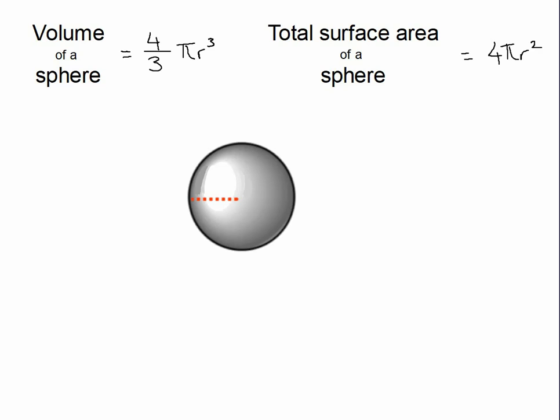Hi everyone, today we're going to look at spheres and in particular the volume and the total surface area. Now the two formulas you're going to be given in an exam, one is for volume, one is for the total surface area. I think it's important to point out a sphere has one face, if you like. It's just one complete curved surface.